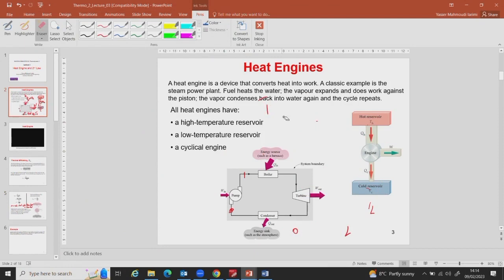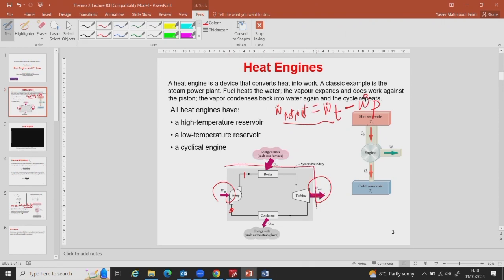Let me take these things out. First we said that W dot net out is this guy, which is W dot turbine. This is positive, it generates for us, minus the work that we give to the system, which is W dot pump. So it's W dot net, right? That's what we know. However, if I take these as the whole system, it's a closed one. So we have a W coming in and a W going out, and the difference between them is W net, but there is also a Q coming in and a Q leaving the system.